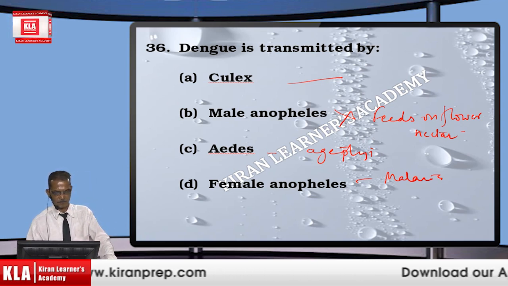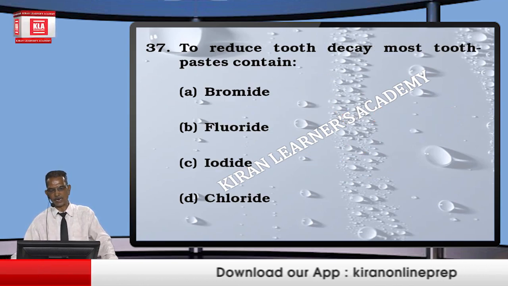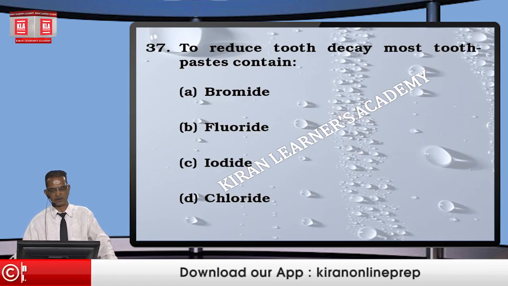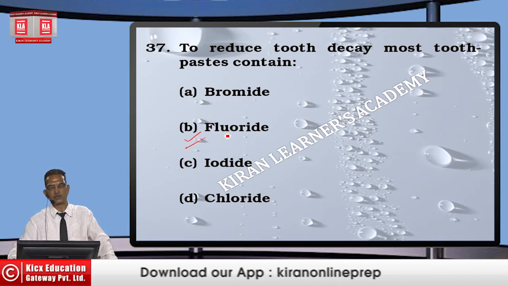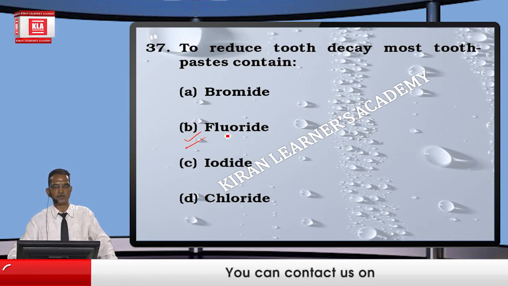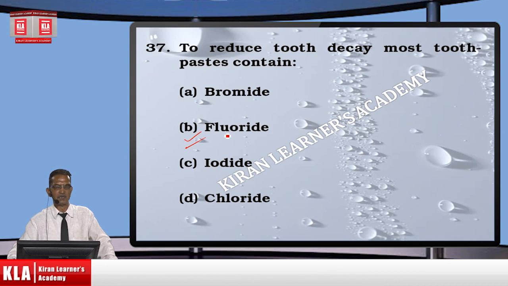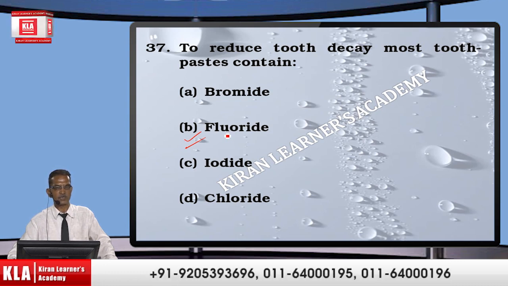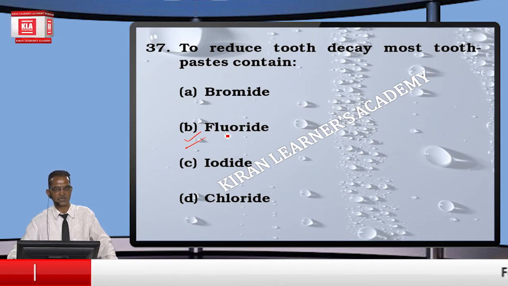Next, to reduce tooth decay, most toothpastes contain fluoride. You must have heard in many advertisements that toothpaste containing fluoride is better than normal toothpaste because it has the fluoride necessary for the proper growth, strength and build-up of the teeth. Fluoride ions are a must.